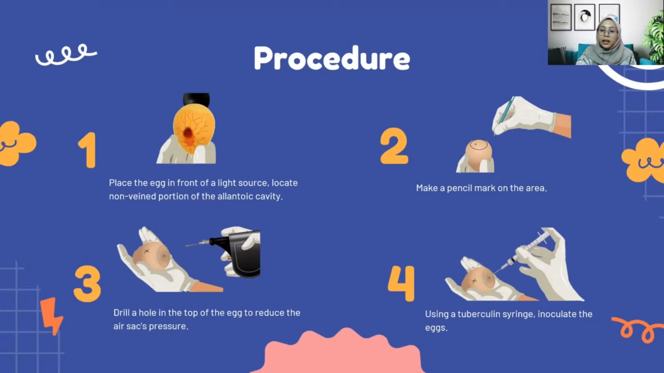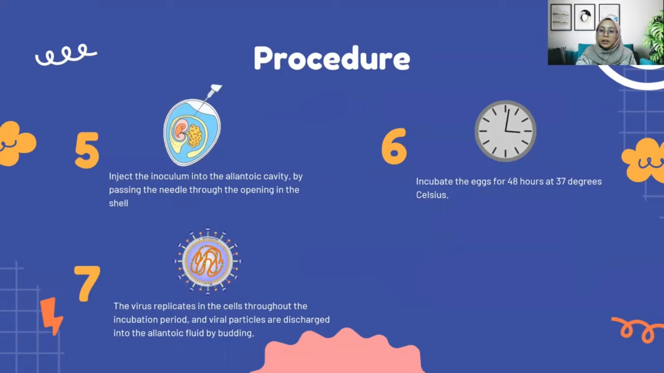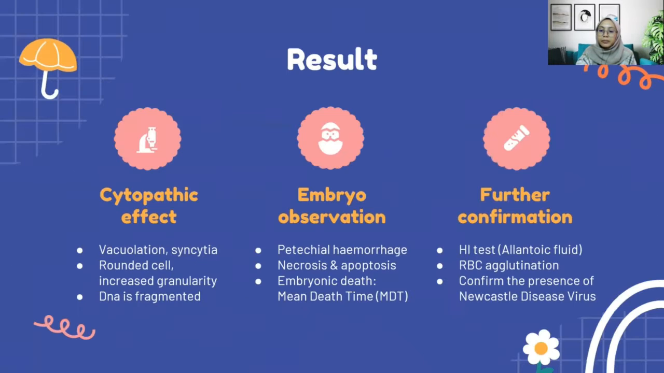Moving on to the procedure of virus isolation, the first step is to place the egg in front of a light source and then locate non-vein portion. Next, make a pencil mark on the area, drill a hole at the top of the egg, and then by using a tuberculin syringe, inoculate the egg. Pass the needle through the hole in the shell and then inject the inoculum. Then incubate the eggs for 40 hours at 37 degrees Celsius. And lastly, the virus replicates in the cells throughout the incubation period.